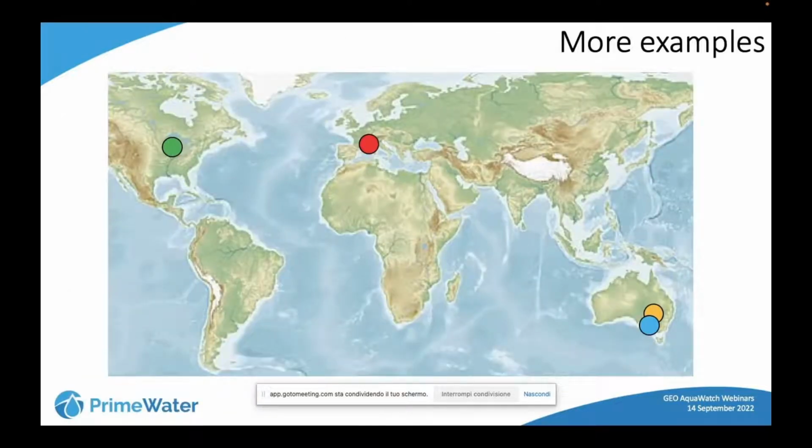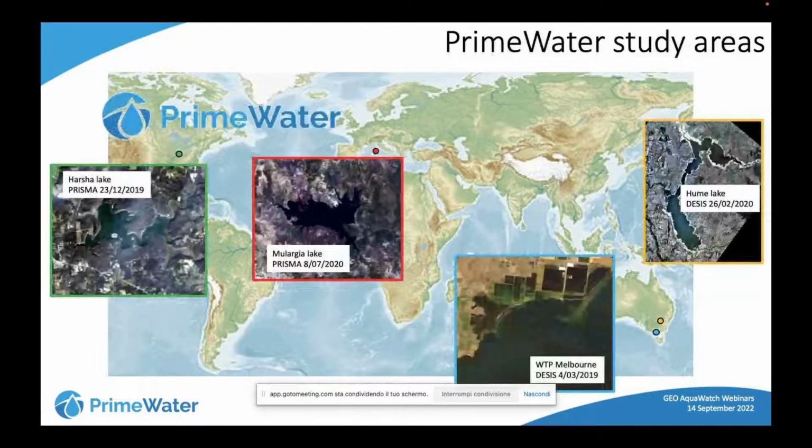And we have more examples. Now I come closer to the project, which is PrimeWater, because the examples I will show you from now on are mostly dedicated to the target areas we are investigating in PrimeWater. So they are distributed across the globe. We have a case study in the States, Arsha Lake, a case study in Mularja Lake, and two case studies in Australia, Hume Lake and the water treatment plant in Melbourne.